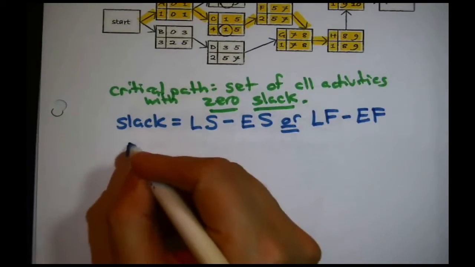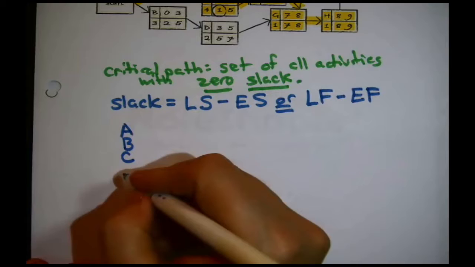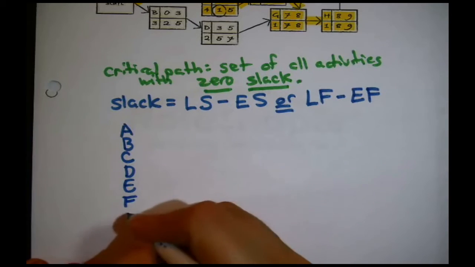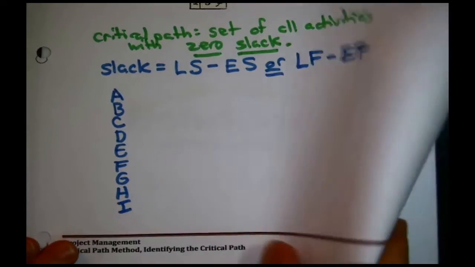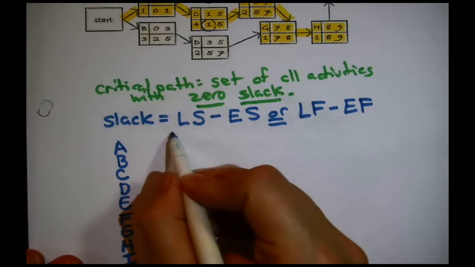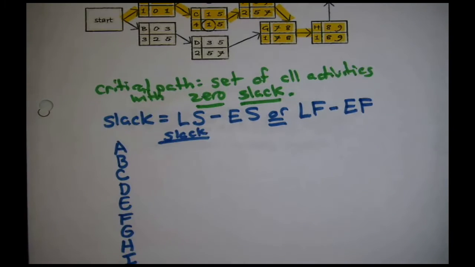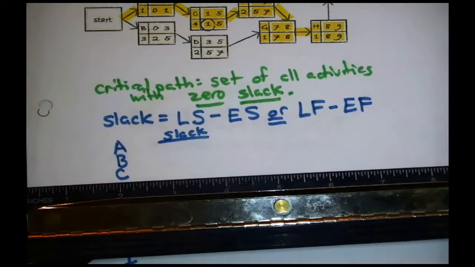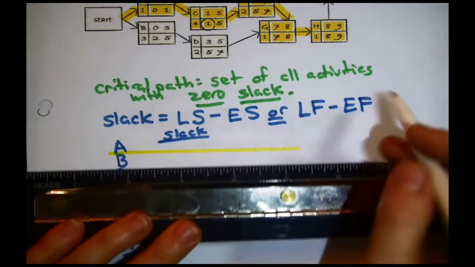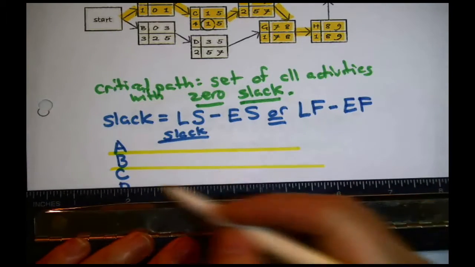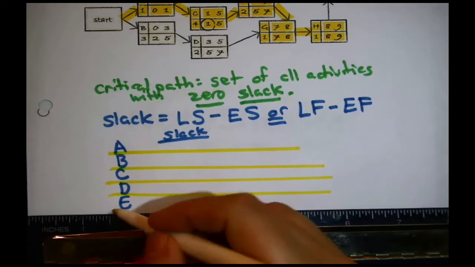I'll make a little table here. A, B, C, D, E, F, G, H, and I. I want to find the slack in each case for each one of these. I could use either early start, early finish, or late start, late finish. It looks like in my notes, I'm just drawing some lines here so that I keep things straight. Looks like I used the start times. I compared the start times.